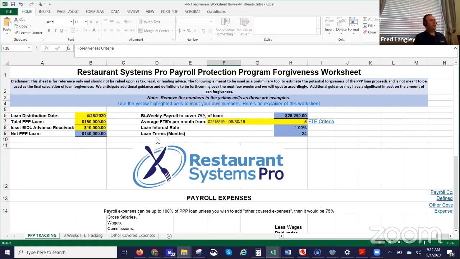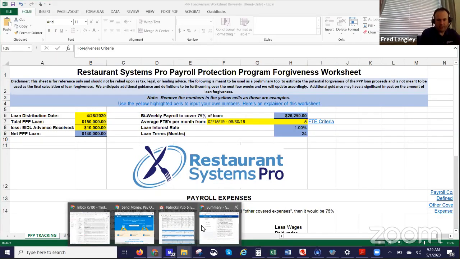Got about a minute to go and we'll get started going through the spreadsheet and some of the law that has been set up for us.